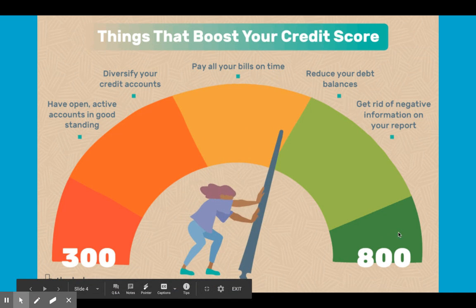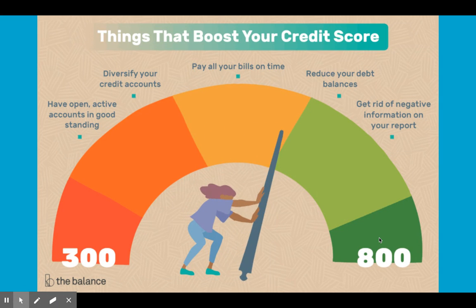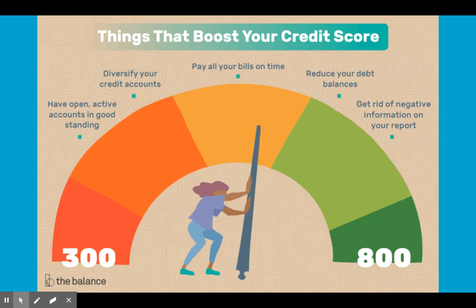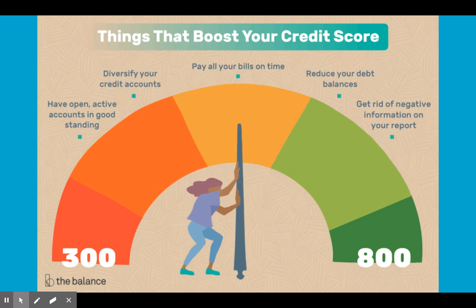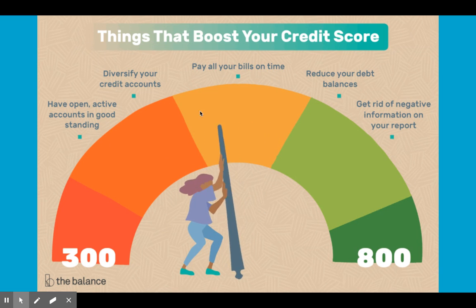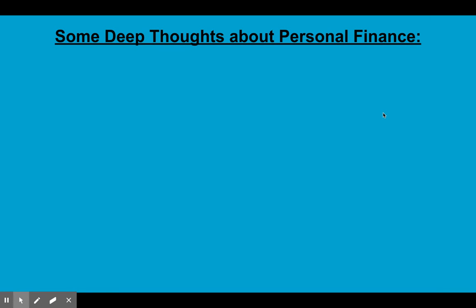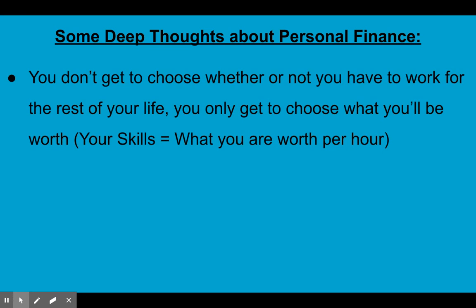If you're up in the 800s, that's really the best credit scores. Very few people are up in the 800s, but if you can be up in the 700s, you'll be good. You'll be getting good interest rates, and you'll be able to buy what you want. So these are a couple things that can help you boost your credit score or keep you in the right zone. Here are just some deep thoughts about personal finance.